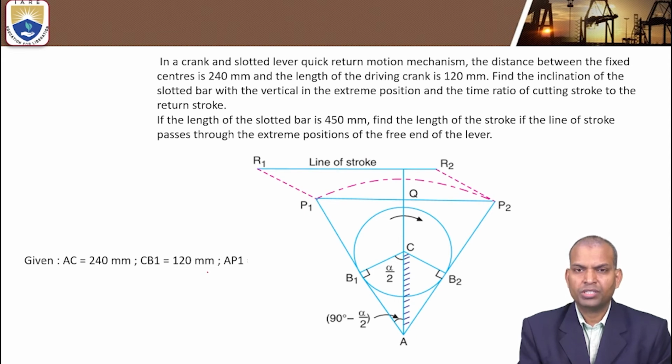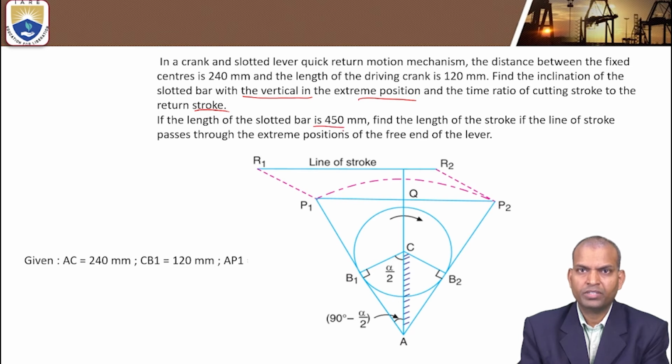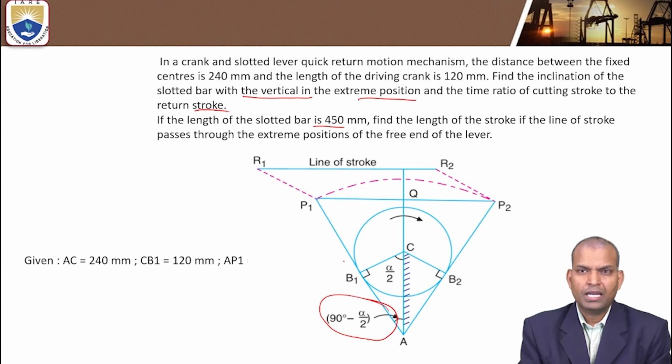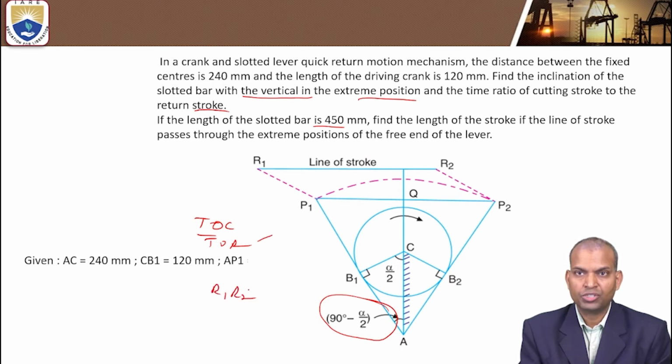In this one we mentioned what is to be found. Find the inclination of the slotted lever bar with the vertical in the extreme position and the time ratio of the cutting stroke. Also, the length of the slotted bar is given here, and we have to find the length of the stroke. Again, three objectives. The first objective is 90 minus alpha by 2, the second is time of cutting by time of return, and the third is the line of stroke or length of stroke. R1 R2 is mentioned in the figure.